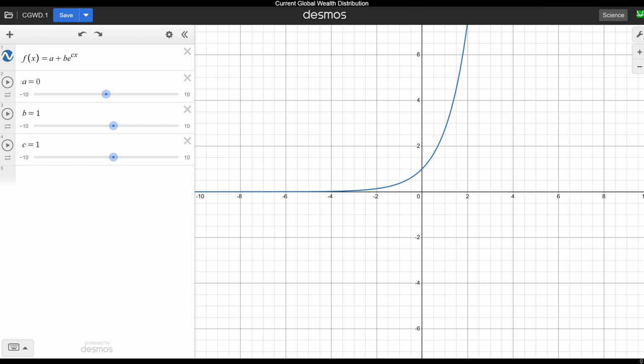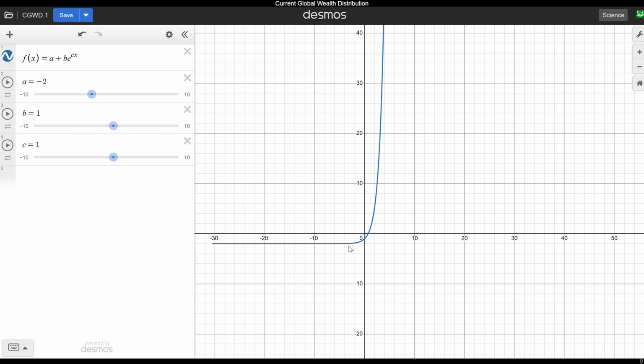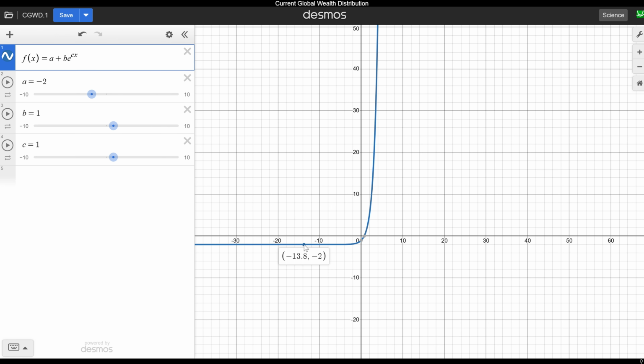An exponential function has the general form a plus b e to the cx, with variables a, b, and c. Letting a equal 0, b equal 1, and c equal 1 gives the natural exponential function. Increasing the a value shifts the function up, and decreasing shifts the function down. Zooming out, we see that the horizontal part of the curve approaches the a value, here -2.